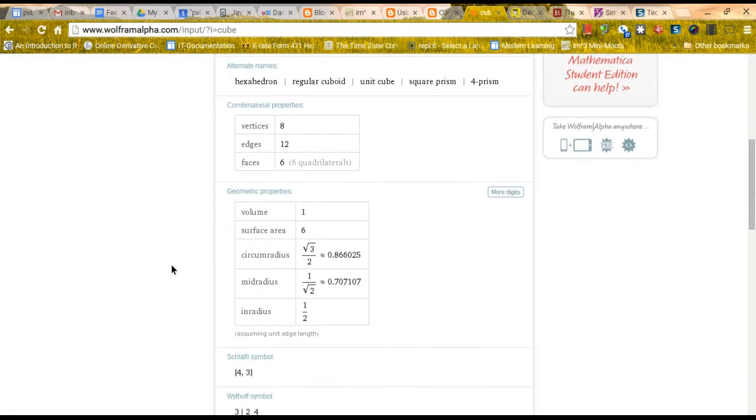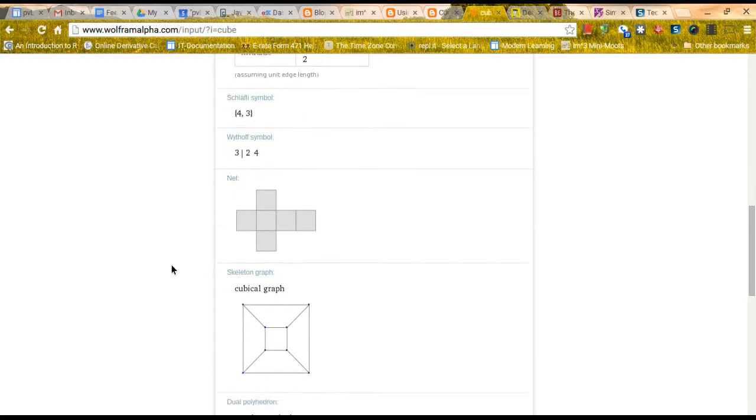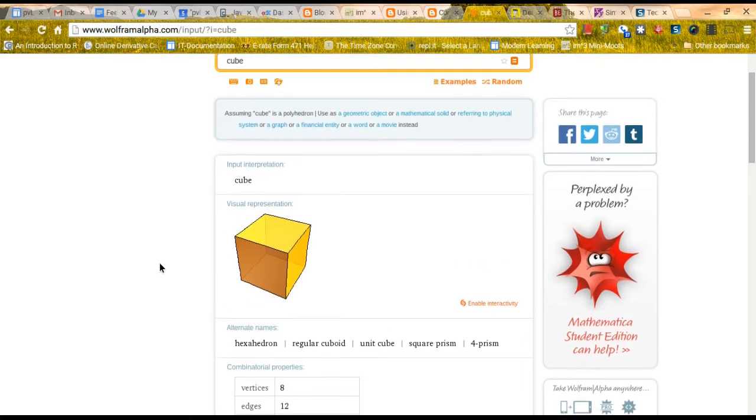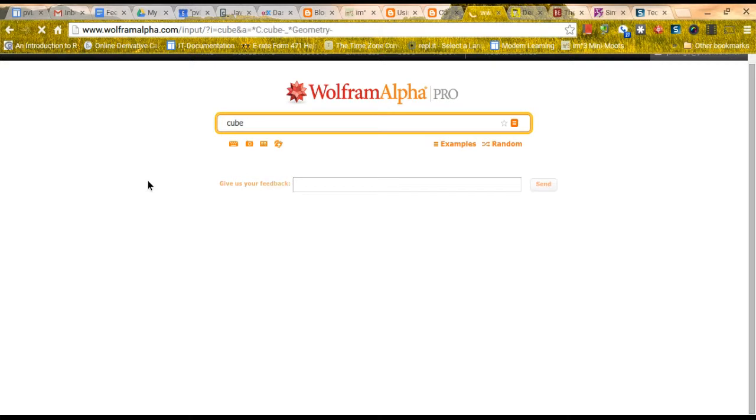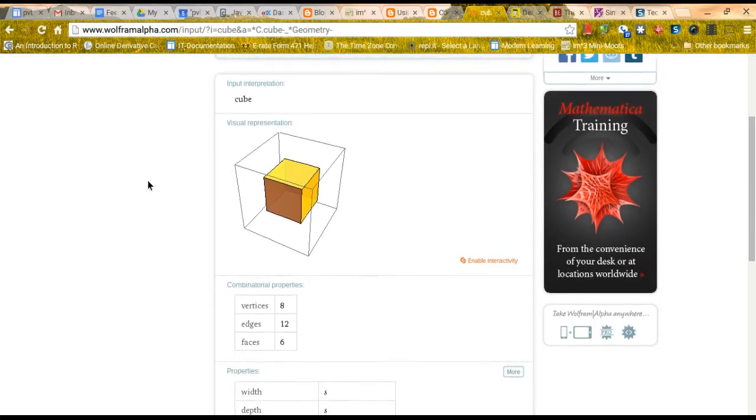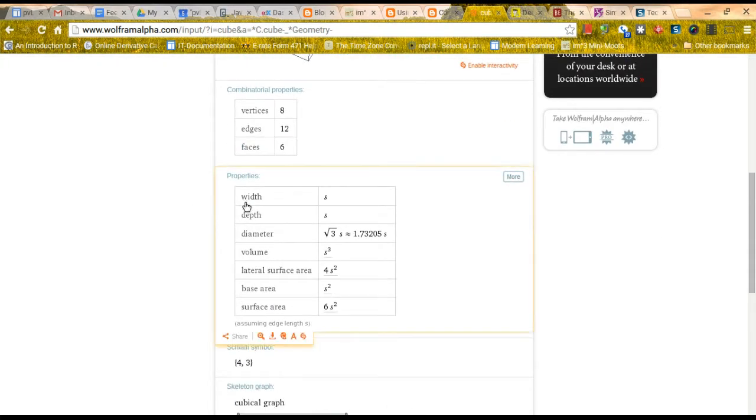And if you go down here a little bit, it gives you the volume, the surface area, the radius, the area, this sort of thing of a cube. If I look at it as a geometric object, it yields things such as the formula for the area, which is right here, the surface area, the width, and the depth. The surface area says 6s squared.